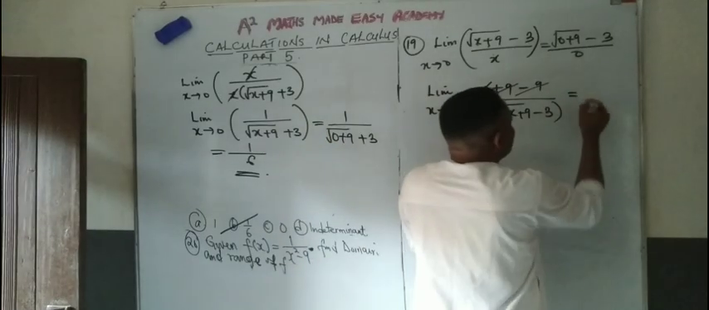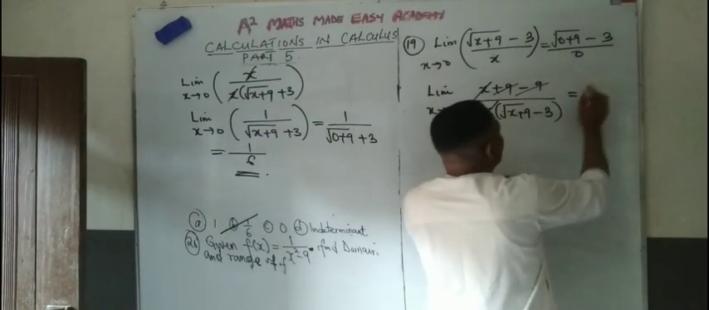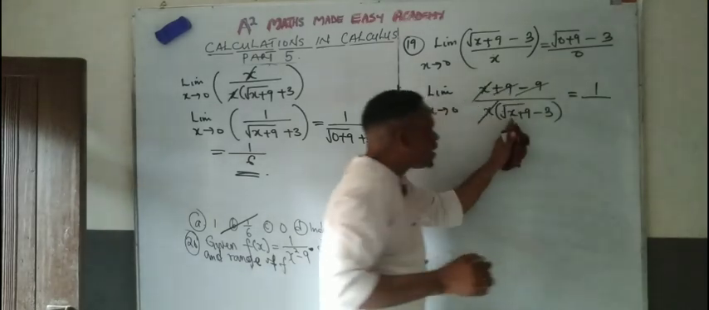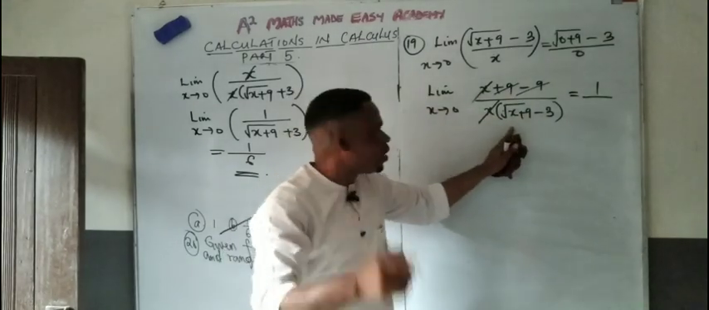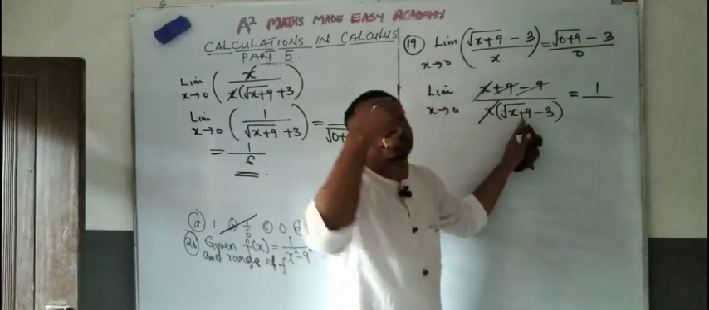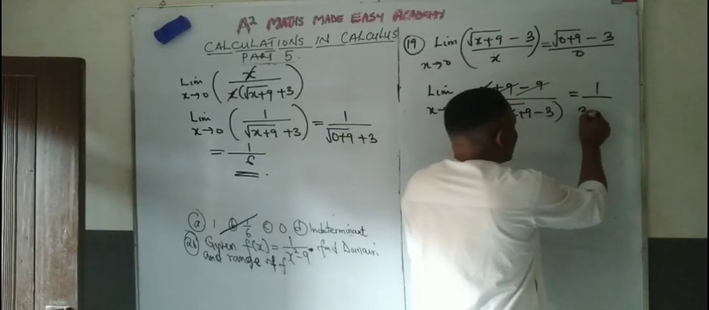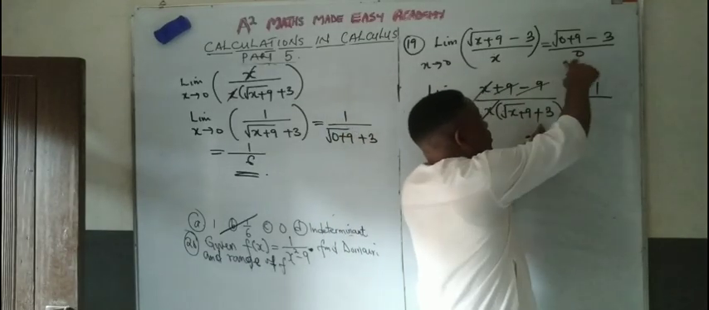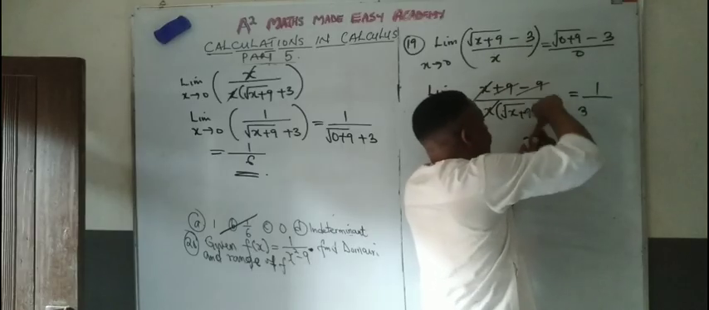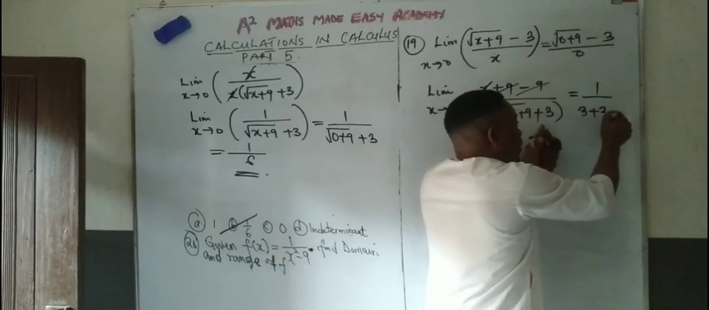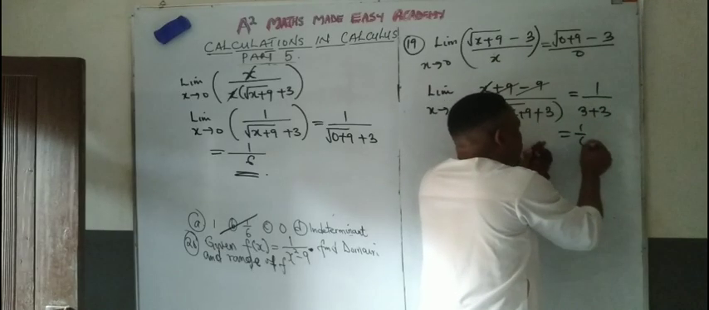So what remains now? Use your eye to discover that the whole of this now is 1. And here x tends to 0. Then what is 0 plus 9? Is it not 9? What is the square root of 9? Is it not 3? Are you with me now? This conjugate is 4. Remember, we change it from minus to plus. Then I will say plus 3. At the end, this is not 1 over 6.